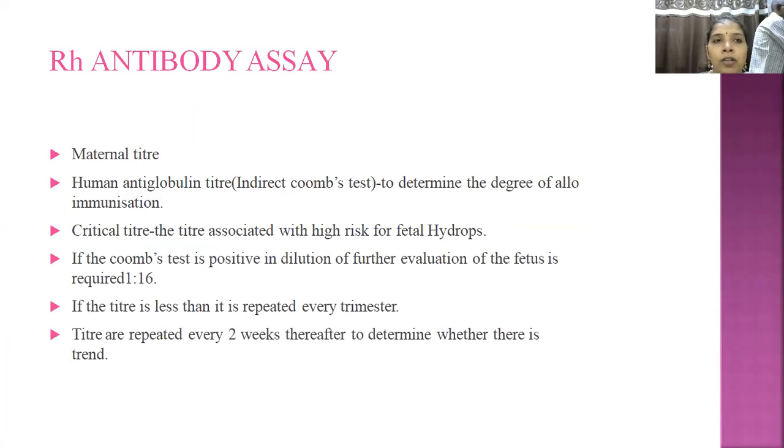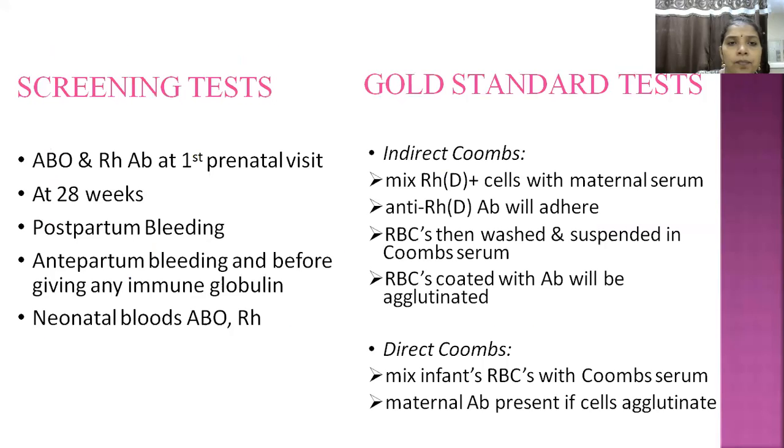For the maternal titer, we measure the Rh antibody assay, that is, the maternal antibody titer by the indirect Coombs test, to determine the degree of alloimmunization. The critical titer is the titer associated with a high risk of fetal hydrops. If the Coombs test is positive, the dilution at which further evaluation of the fetus is required is 1:16. If the titer is less than that, it is repeated every trimester. If it is above, the titer is repeated every 2 weeks thereafter to determine whether there is a trend.